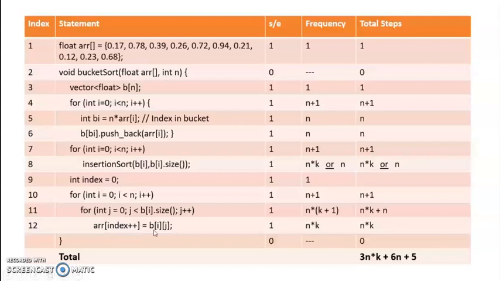So when we total all the steps, we have this kind of equation, that is 3 into n into k plus 6n plus 5.